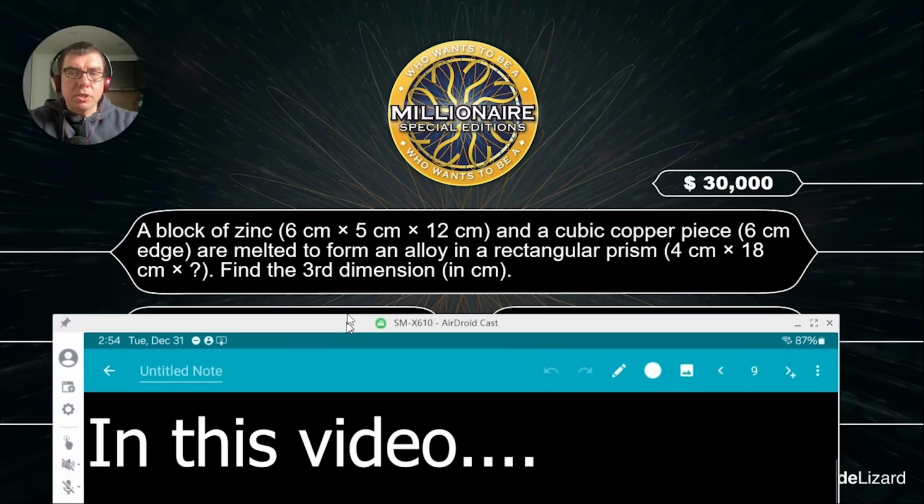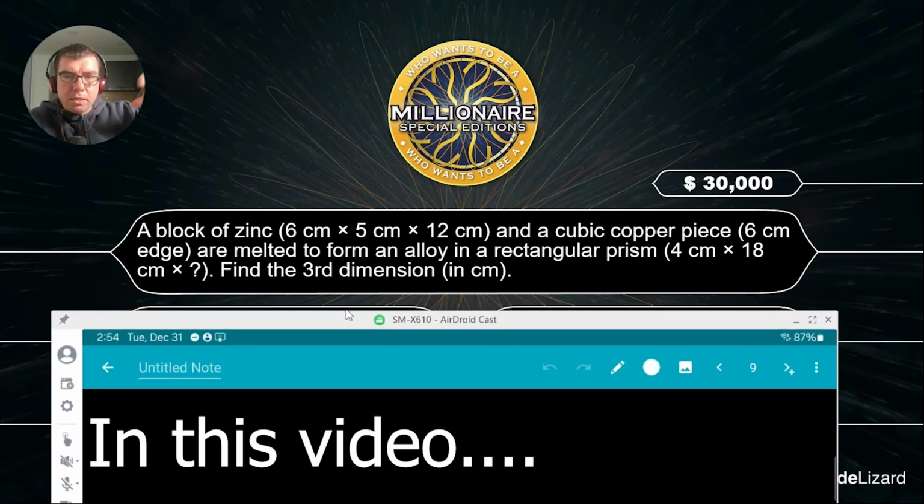So let's imagine the situation. We have a melting pot, like they melt metals and stuff like that in factories, and the temperature is really high, and we're putting the block of zinc and it melts. So when it melts, what happens? Basically, the shape changes, like it becomes a liquid from solid state to liquid state.